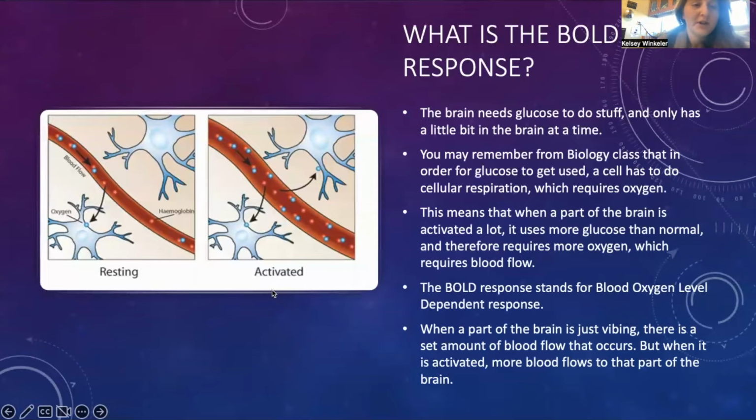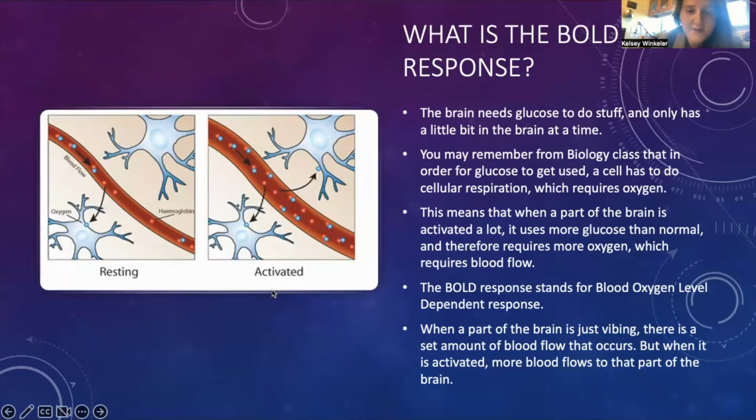So what is the BOLD response? Basically, the brain needs glucose to do stuff, and it only really keeps a little bit of glucose in the brain at a time. You may remember from biology class that in order for glucose to get used, a cell has to do cellular respiration, and that requires oxygen. This means that when a part of the brain is activated a lot, it uses a lot more glucose than normal, and therefore requires more oxygen, which requires more blood flow.